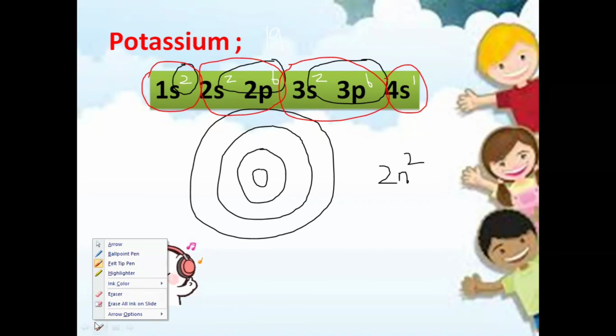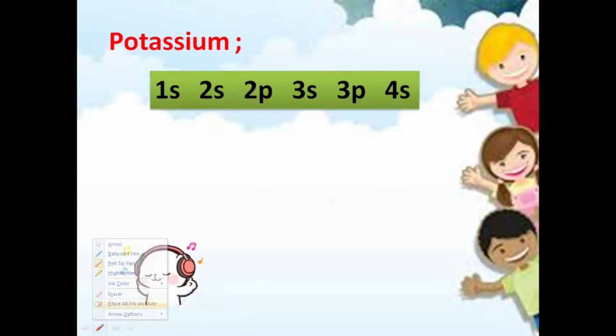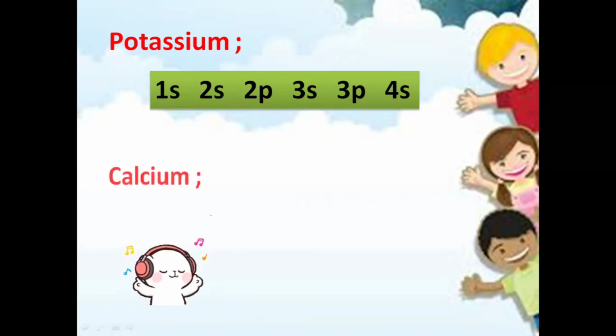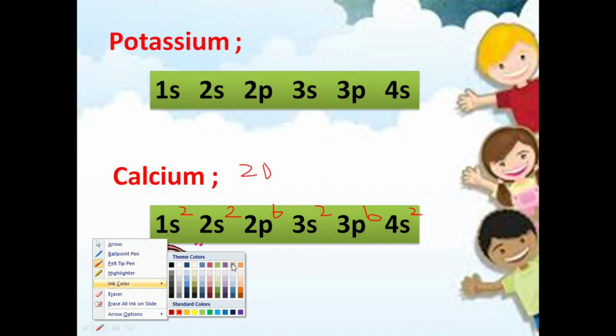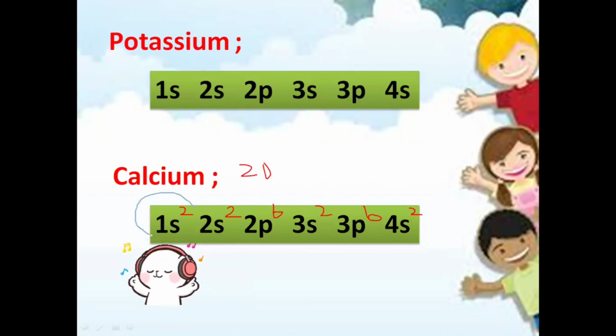Now I'll tell the second example, that is calcium. Calcium atomic number is 20. Same 1s2, 2s2, 2p6, 3s2, 3p6 and 4s2. For the same, 1s is the first shell, 2s 2p becomes the second shell, 3s 3p becomes the third shell and 4s2 will be the fourth shell.